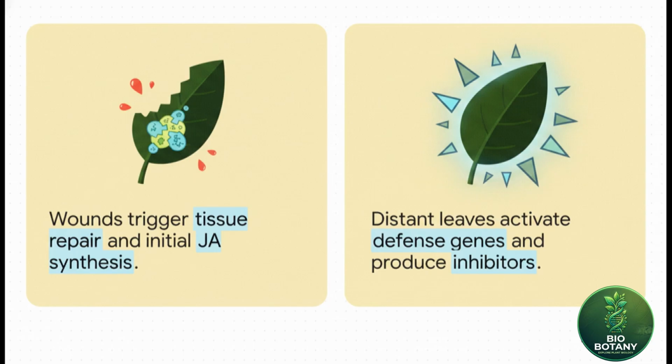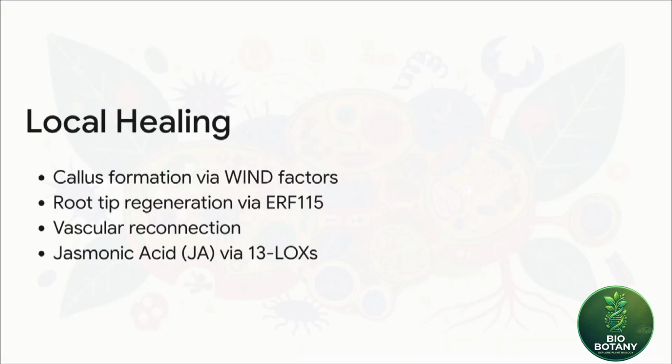But systemically, meaning over in the completely uninjured leaves on the other side of the plant, the response is totally different. Those distant leaves aren't fixing tissue, they are preemptively arming themselves. They're activating defense genes and churning out bitter, toxic compounds like protease inhibitors. Right at that local site, the neighboring cells actually have to hit the reset button and re-enter the cell cycle. They form a callus, which is driven by specific transcription factors called WIND.